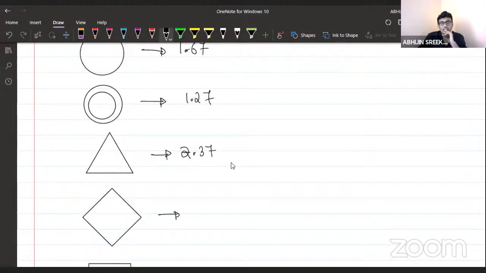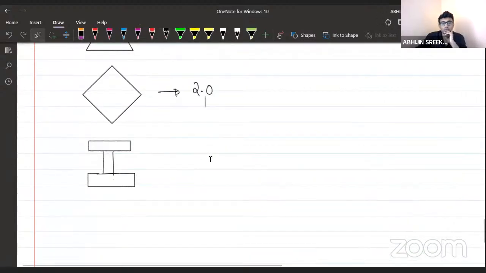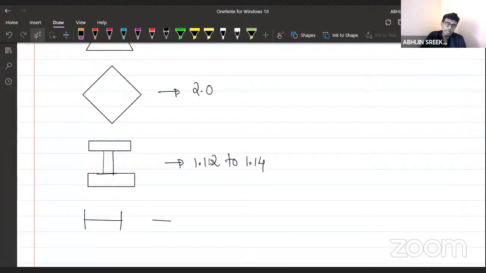And for a diamond section like this, the value is 2.0. And for an I section like this, what is the value? It is 1.12 to 1.14. This is about the major axis. And if you have an H section about the major axis, what is the value? The value will be 1.55, right?